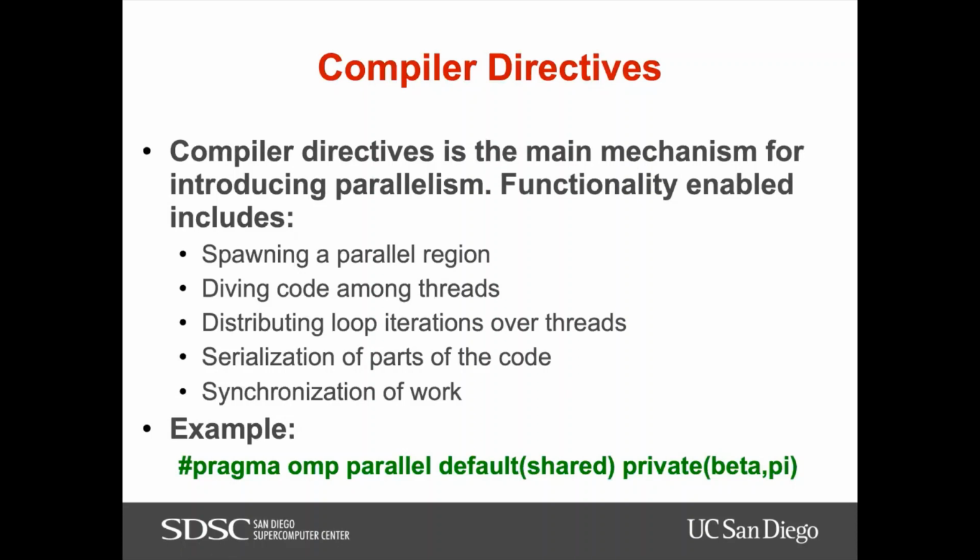As I mentioned, the compiler directives are the main mechanism for doing this parallelism. You can have a parallel region and divide the code among threads and distribute loop iterations over threads. You can do specifically serialized parts of the code if they have to be, and you can do some synchronization. So here I have an example of how the compiler directive will look. It just says there's an OpenMP parallel section, and I'll talk about what this default shared and private means, but basically this is the scope of the variables.